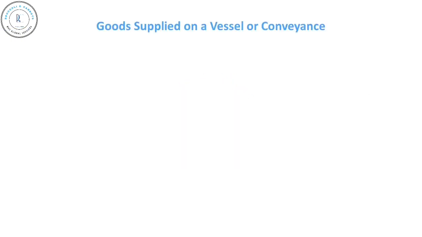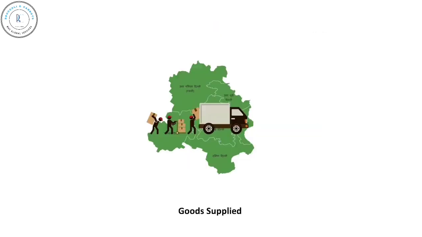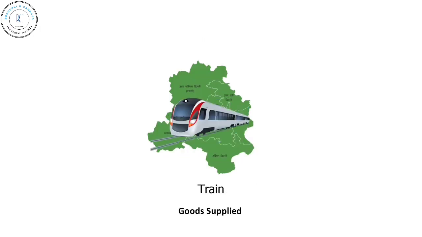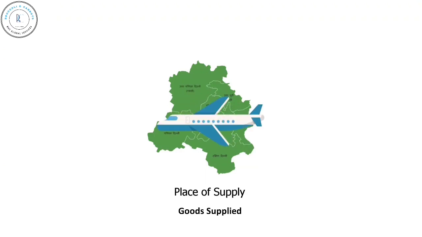Today we shall be discussing the concept of place of supply when goods are supplied on a vessel or conveyance. Supply involving goods on board a conveyance, including a vessel, an aircraft, train or a motor vehicle: place of supply will be the location at which such goods are taken on board.